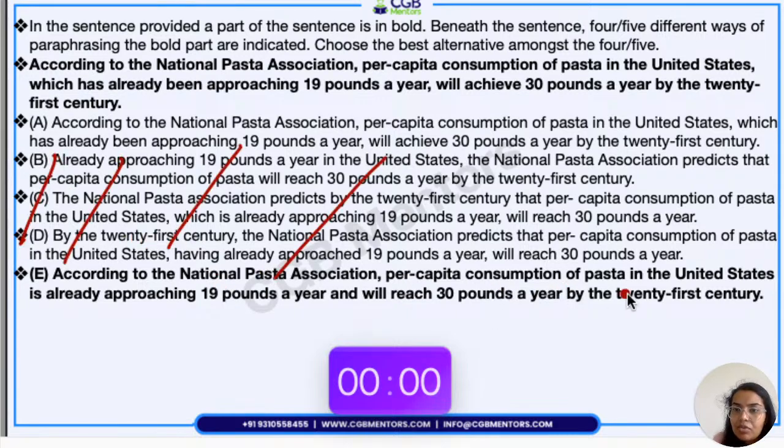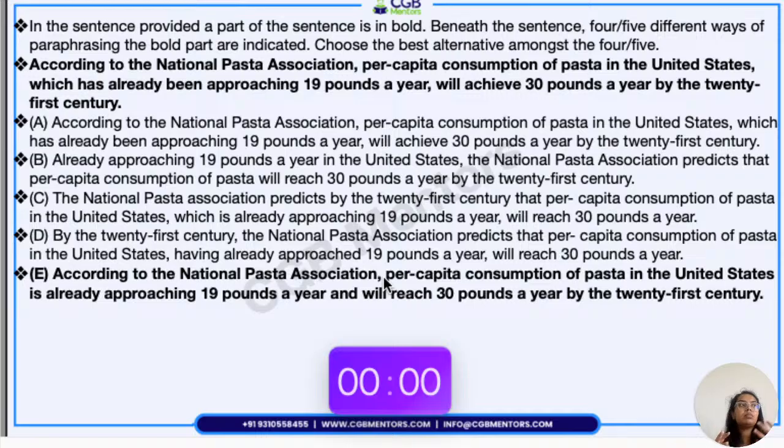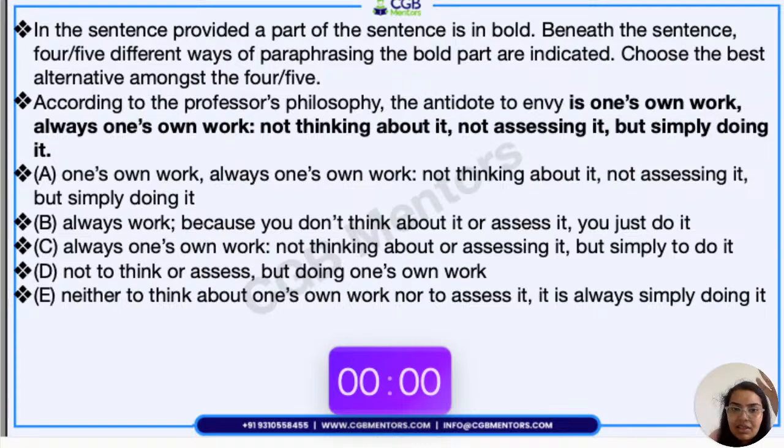Per capita consumption of pasta in the US is approaching 19 pounds, which has been approaching 19 pounds a year. This is not the case where we want to use perfect continuous tense. First begin and will reach 30 pounds a year by the 21st century. So अभी कितना है, आगे कितना होगा, बहुत ही clearly E is giving the answer. Okay, it's like connecting same piece of information, similar piece of information next to each other, ताकि when we read we get a clear idea of something that is given to us in our mind.